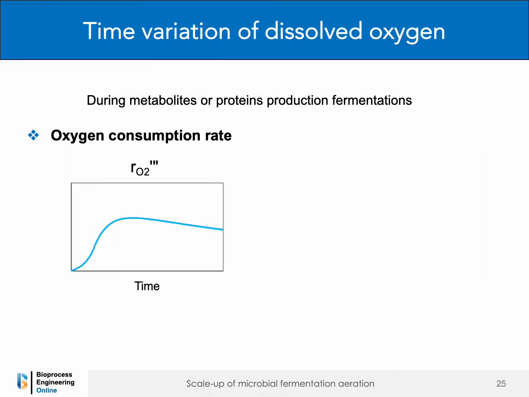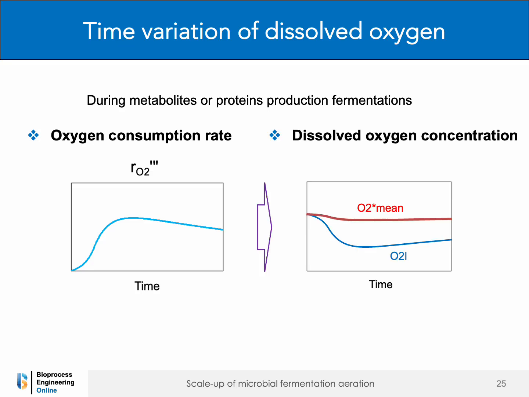For batch or fed batch fermentations used for the production of metabolites or proteins, the volumetric oxygen consumption rate typically increases during the early stages of the process, reaches a maximum, and subsequently decreases. In order to maintain the balance between oxygen transfer and oxygen consumption, the dissolved oxygen concentration correspondingly decreases at the beginning of the fermentation, reaches a minimum, and then increases again as the cellular oxygen demand declines.